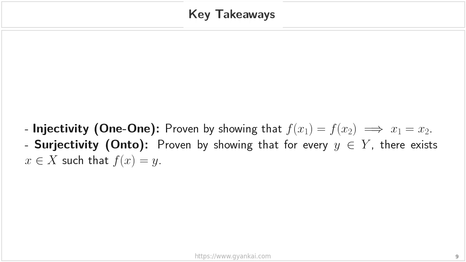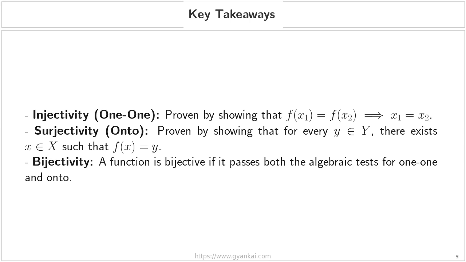Next, we have surjectivity, or onto functions. To prove a function is onto, you must demonstrate that for every element y in the codomain Y, there exists at least one corresponding element x in the domain X, such that the function of x equals y. This confirms that the entire codomain is covered by the range of the function. Now, you will notice that these two properties are the building blocks for bijectivity. A function is classified as bijective if, and only if, it passes both of the algebraic tests we just discussed, meaning it is both 1-1 and onto.